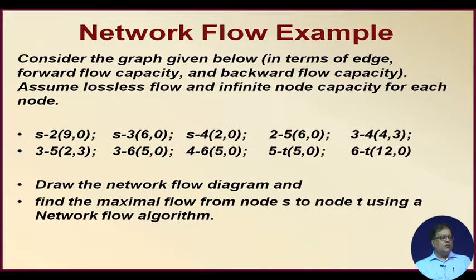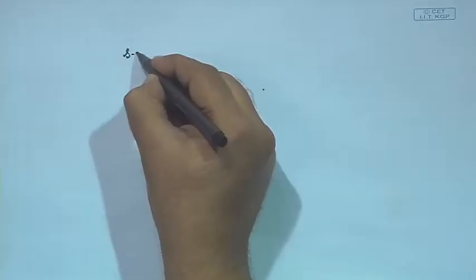Consider the graph given below in terms of edge, forward flow capacity and backward flow capacity. Assume lossless flow and infinite node capacity for each node. Draw the network flow diagram and find the maximal flow from node S to node T using the network flow algorithm. Let me note down the problem and then let us draw it.